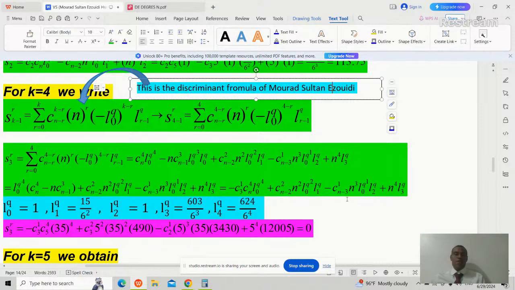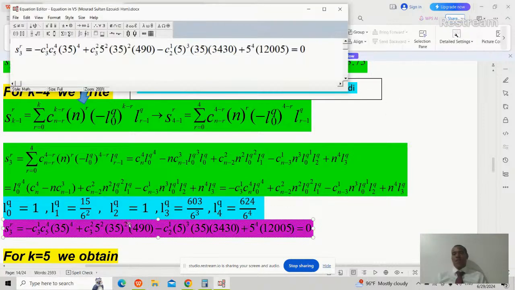So plus combination n minus 2 choose 2, n squared, L0 for the q squared, L1, minus combination n minus 3 choose 1, n cubed, L0 for the q raised to the power 1, L2, plus n raised to the power 4, L3. I will just use my calculator. This is the coefficient of my original polynomial. I will just use this expression.